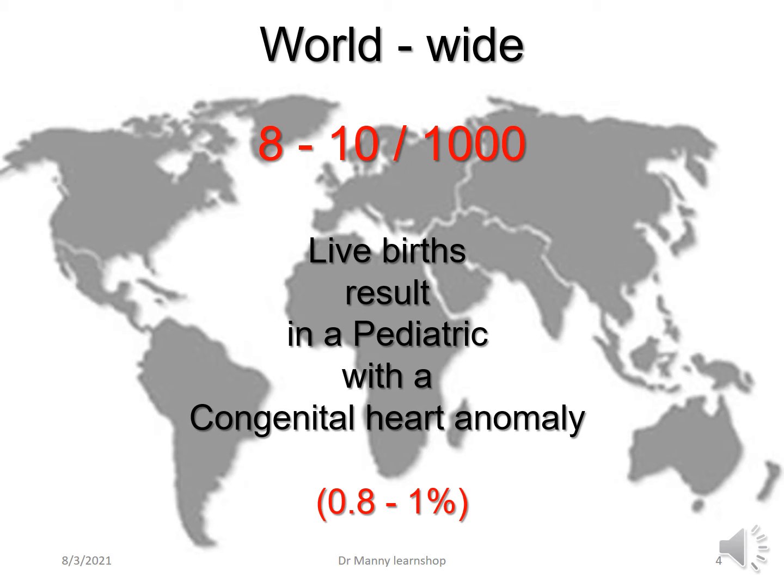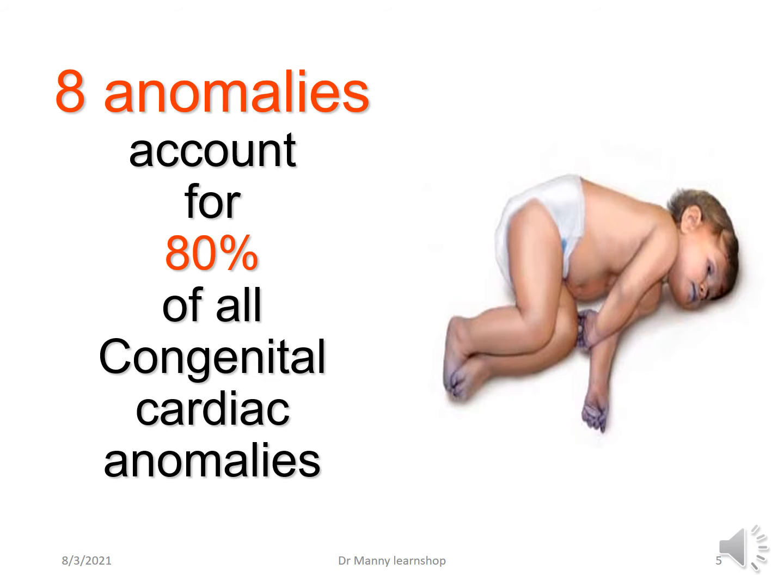Now worldwide there are approximately 8 to 10 in 1,000 live births that result in a pediatric having a congenital heart anomaly. It's about 0.8 to about 1% globally. Of that, there are approximately 8 anomalies that account for about 80% of all congenital cardiac anomalies.